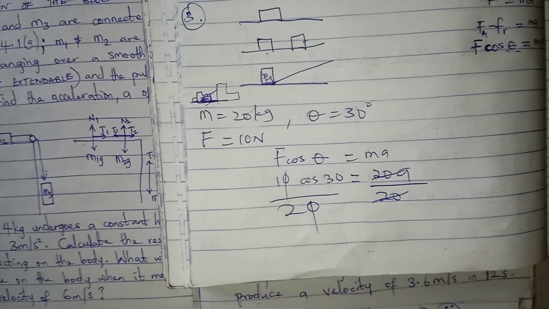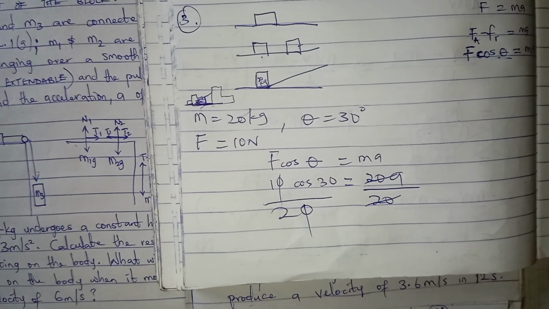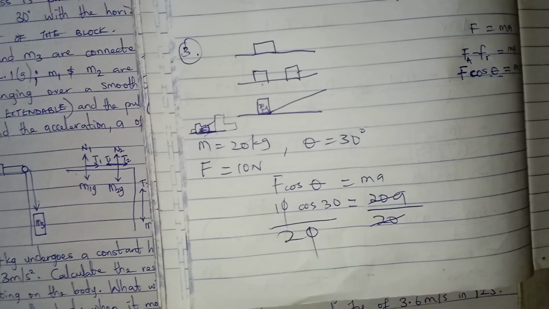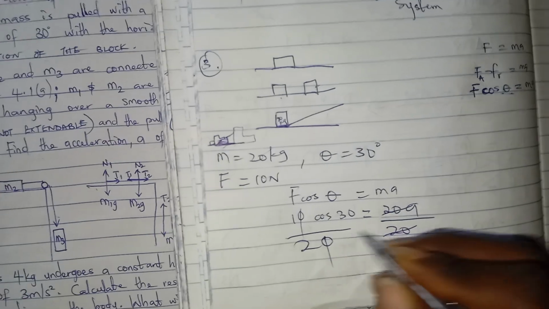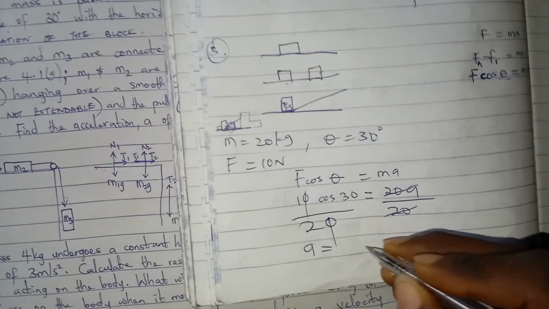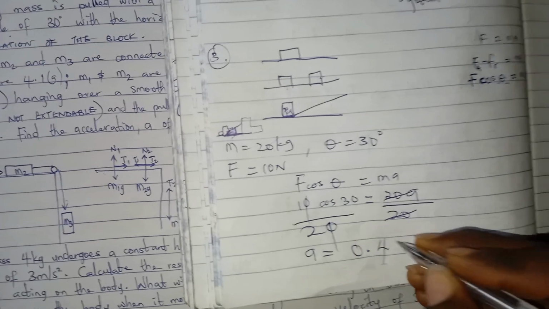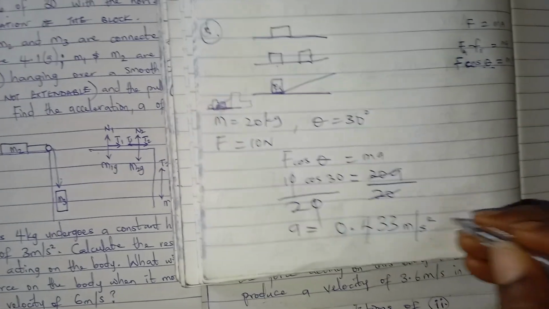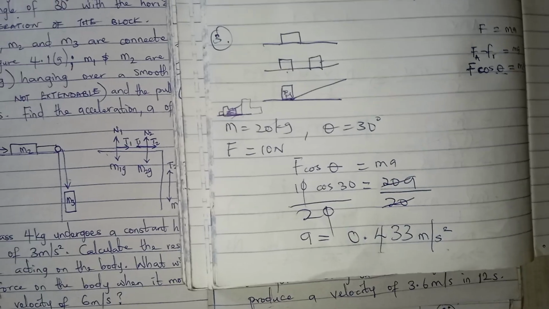So let's do it. Let's do 1 times cos 30, which is the same thing as cos 30 divided by 2. If you do the proper arithmetic, you are going to get that A is equal to 0.433. And remember, it's in meters per second squared. We've done kinematics. Let's move to the third question.